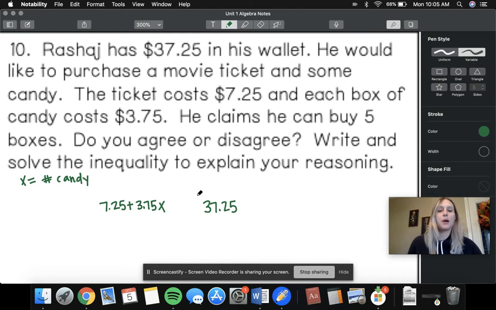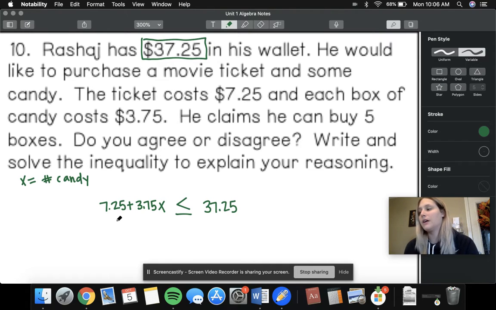Now this problem is not actually an equation. We're not going to put an equal sign. We're actually going to put an inequality sign. And that is because he has $37.25. They're not saying that he spends this entire amount. He could spend less. So when we figure out our inequality symbol, we need to just basically compare our total. Is our total the biggest or the smallest thing? And this is the most money that he has. So I'm going to show this is the largest that it can be. He could also spend his entire amount, which would be okay. So the inequality that we can write is 7.25 plus 3.75x is less than or equal to 37.25. Again, this amount needs to be smaller or equal to the total that he has in his wallet.